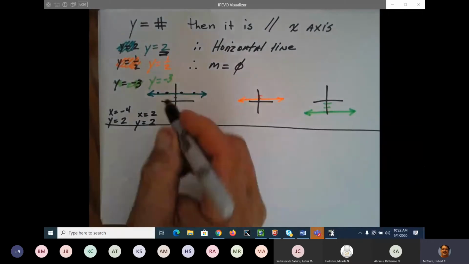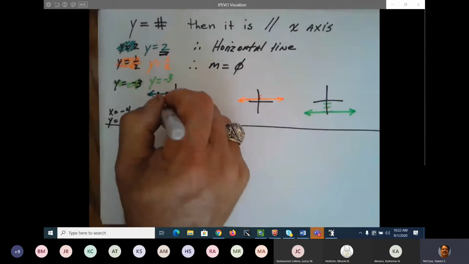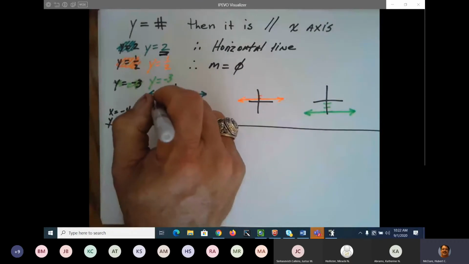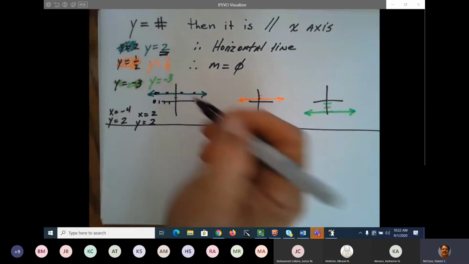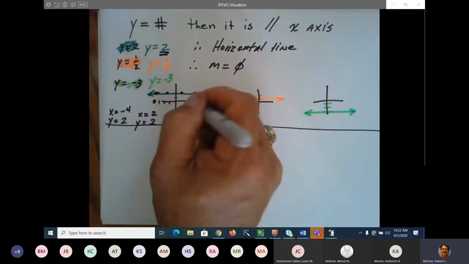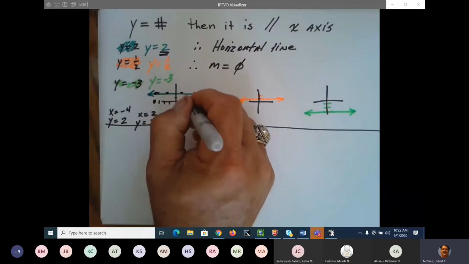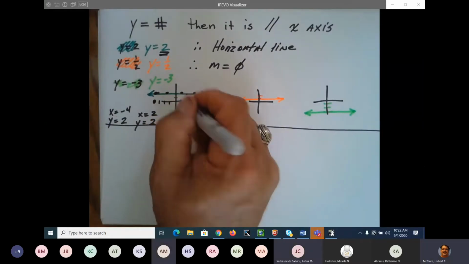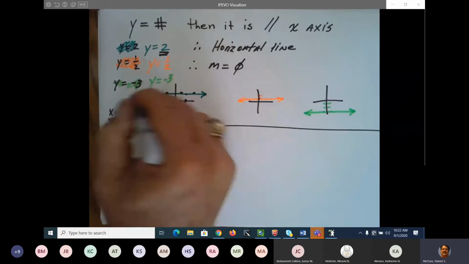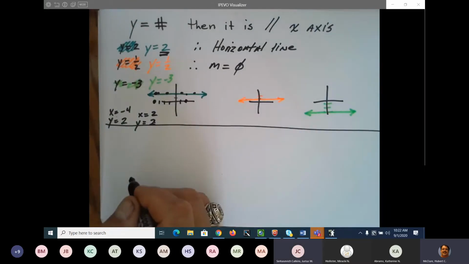When x is equal to -4, 1, 2, 3, 4, what is y? 2. When x is equal to 2, 1, 2, what is y? 2. That's why it's a horizontal line. You got to see that. I'm not trying to insult anybody's intelligence, but the way that they ask the question on the test, especially on a standardized test, it does confuse students.